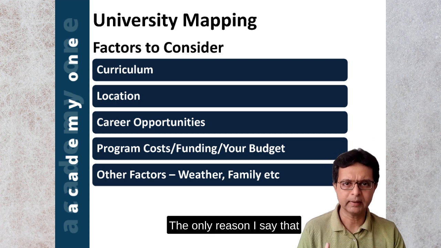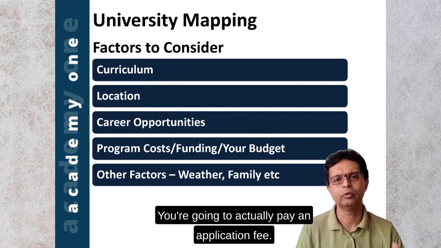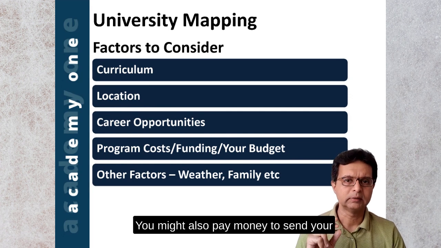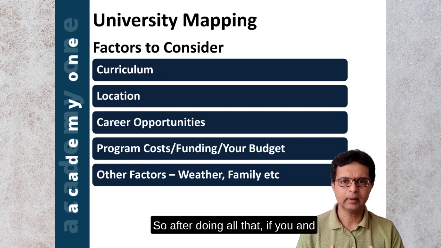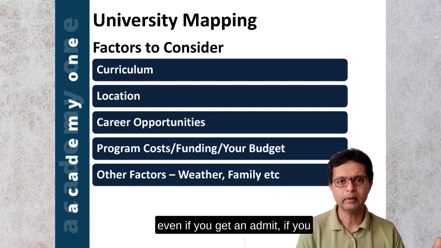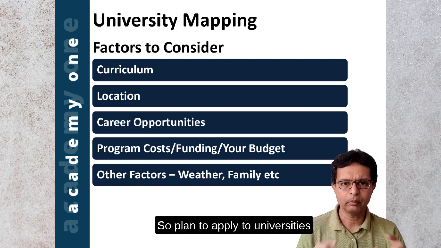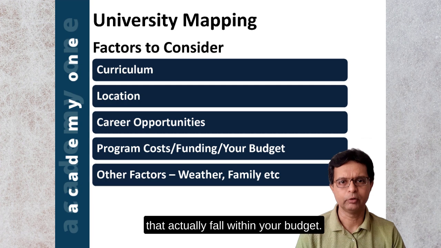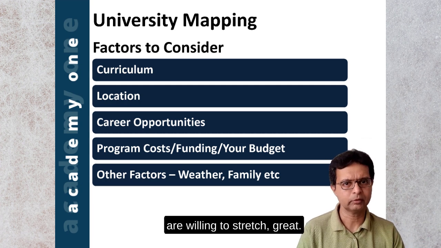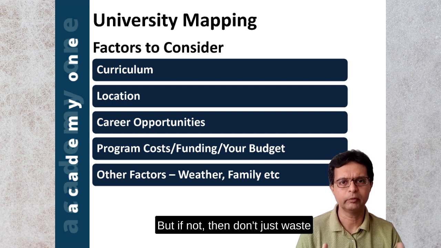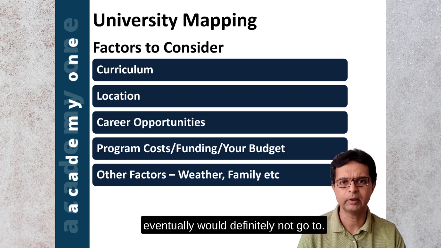The only reason I say that is because applications are not free. You're going to actually pay an application fee. You might also pay money to send your GRE and TOEFL scores to the universities. So after doing all that, even if you get an admit, if you really can't afford that university, don't apply there. So plan to apply to universities that actually fall within your budget, whatever your budget is. If you can afford it and you think you're willing to stretch, great. But if not, then don't just waste applications by applying to universities that you eventually would definitely not go to.